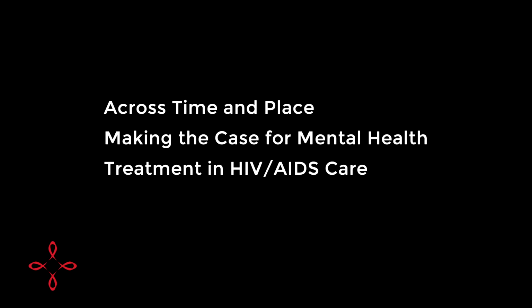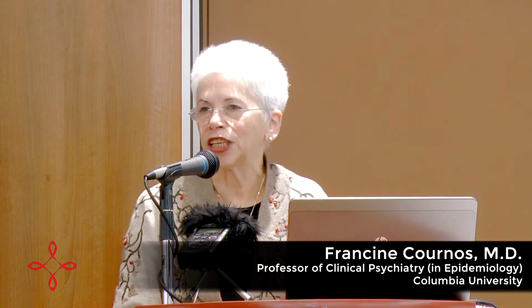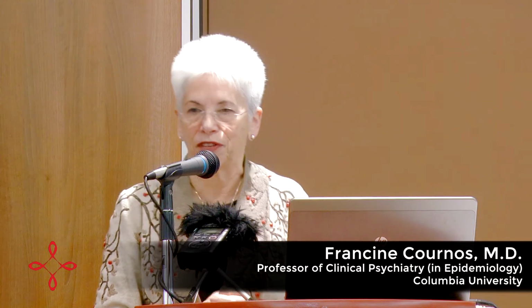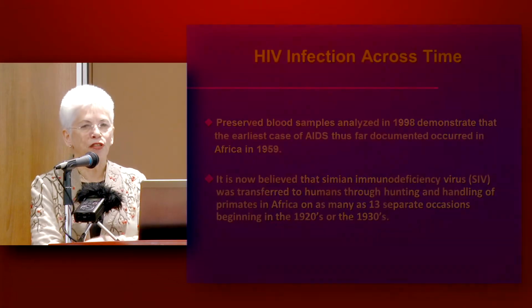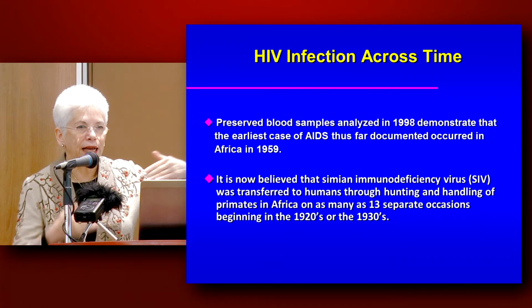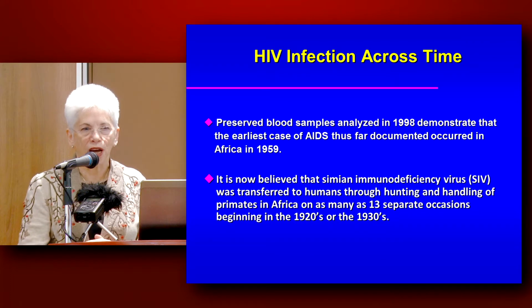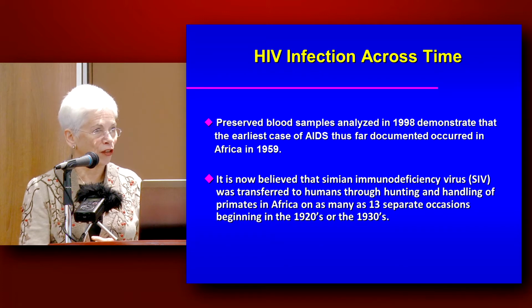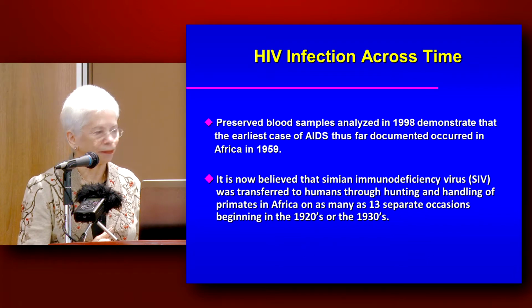So I want to start out about HIV infection across time. There are preserved blood samples that were analyzed in 1998 that demonstrate that the earliest case of AIDS thus far documented occurred in Africa in 1959. That's a documented case. And it's now believed, based on the genetics of that case and how HIV has evolved over time, that HIV entered the human population in the 1920s and the 1930s. So much earlier than the way we think about it in the West.